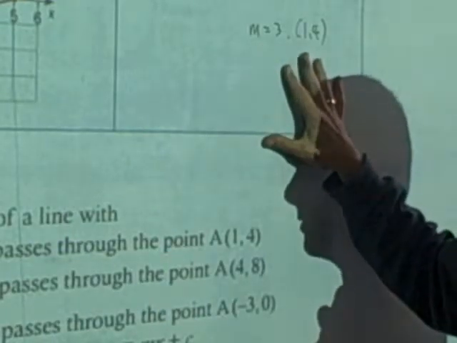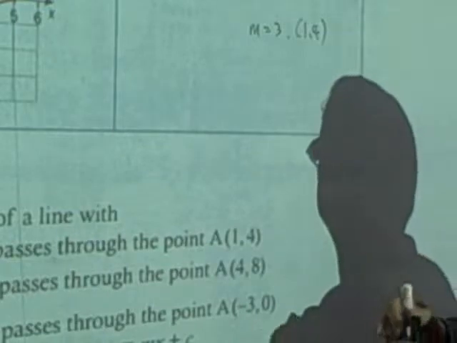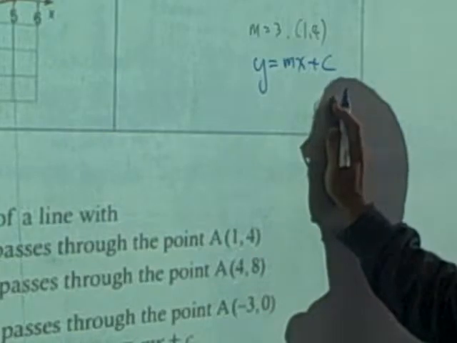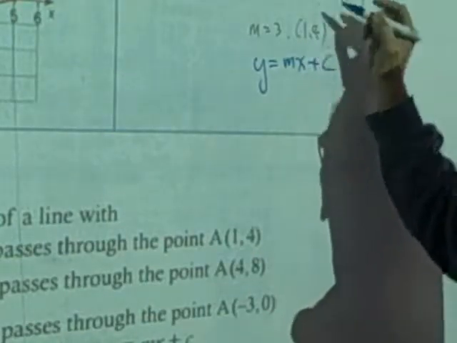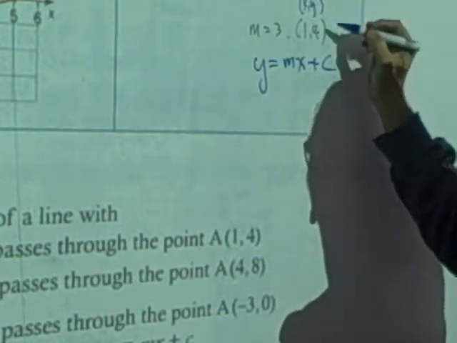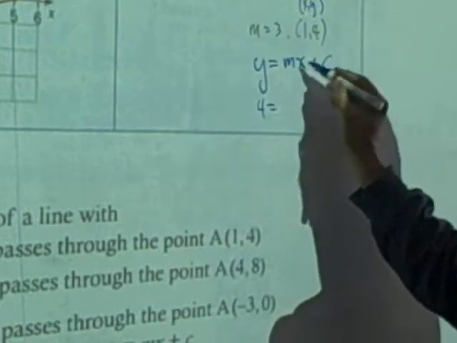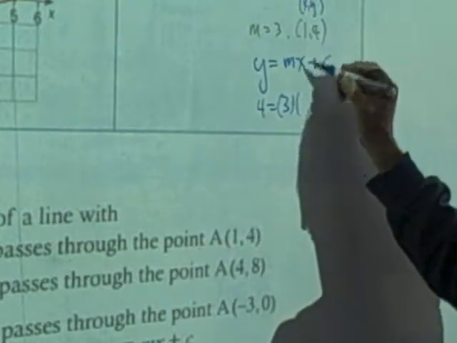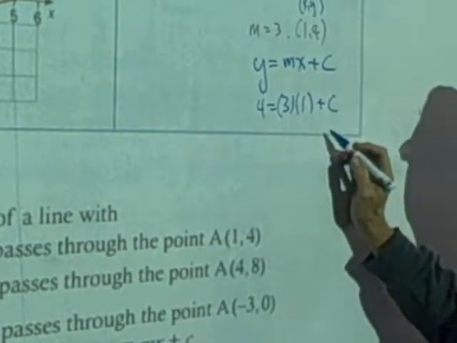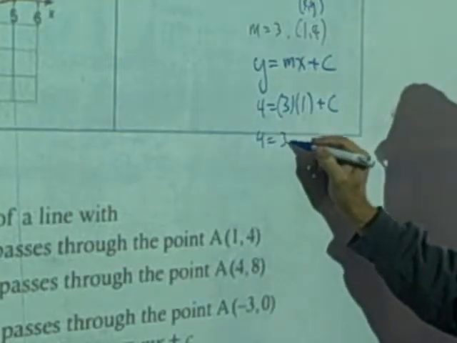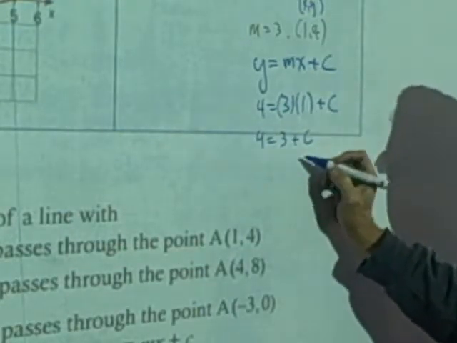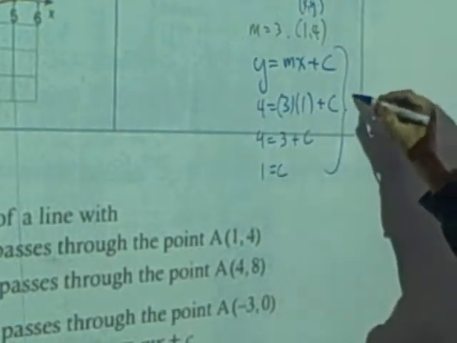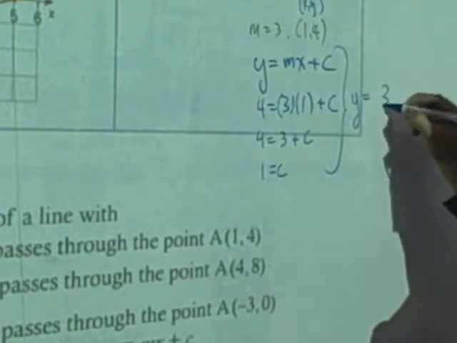Now there's a couple ways to do this, but I think the easiest way you'll find is just go back and put it in y equals mx plus c. We have everything here except c. I have an x and a y. All right, so I'll put them in. Y is 4, m is 3. And I'm going to multiply that by x, which is 1, and then I just don't know what c is. Well, 4 then equals 3 plus c, and easy enough to see, subtract 3 from both sides, 1 is equal to c.